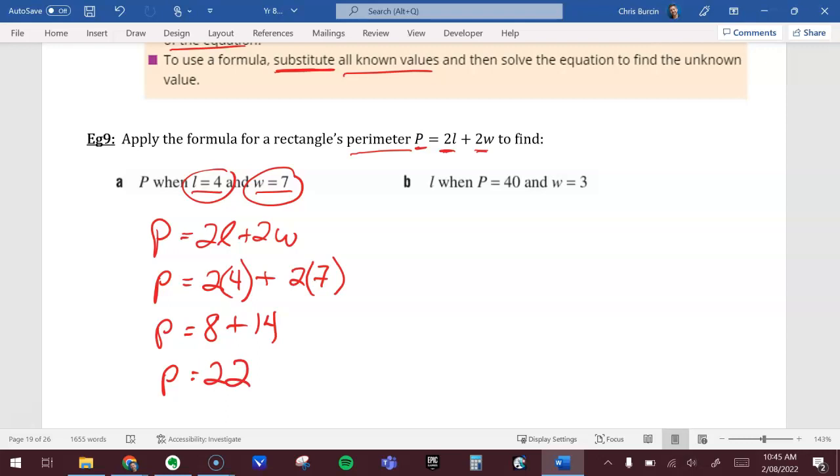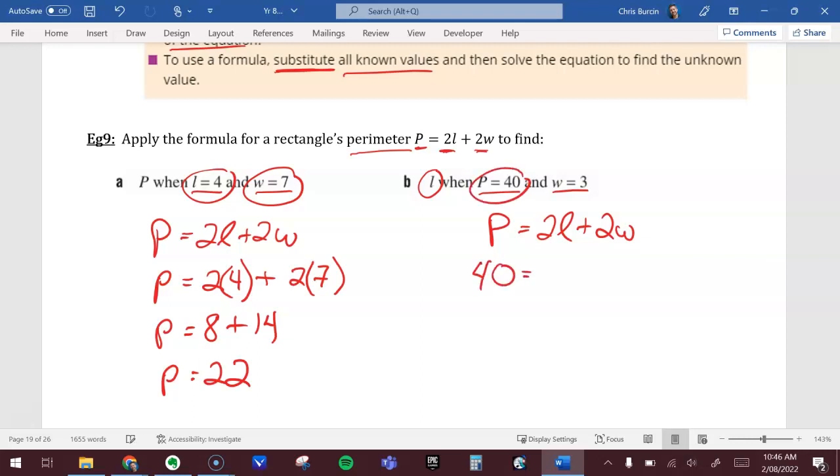It doesn't always work in that order, though. Sometimes you're given the subject and you have to figure out some other variable. So we want to know the length when the perimeter is 40 and the width is 3. So we'll use our same old tried and true perimeter formula, P equals 2 times the length plus 2 times the width. But now we're going to substitute 40 for P, because I know 40 is P.